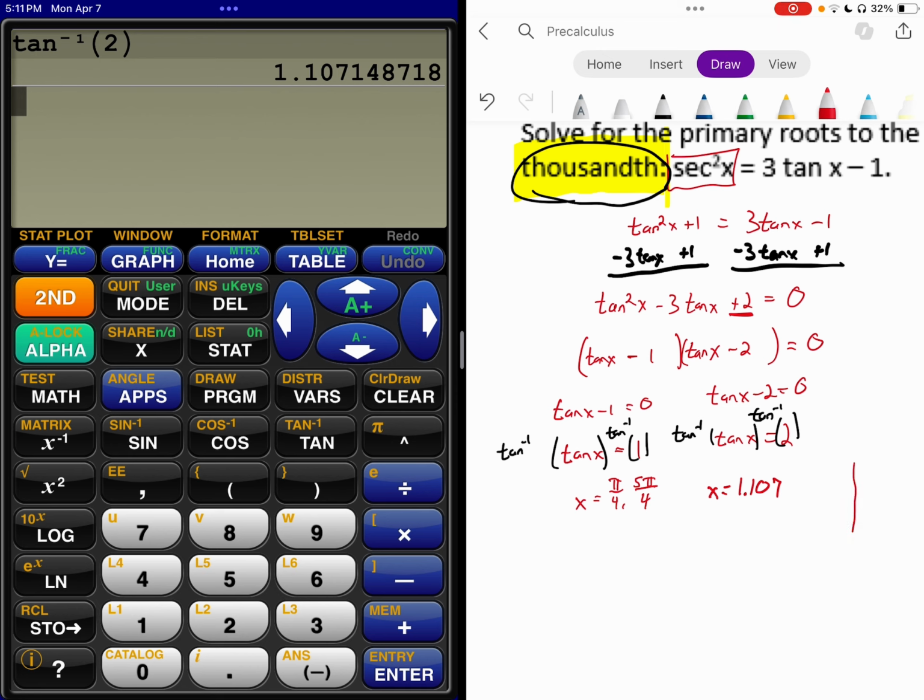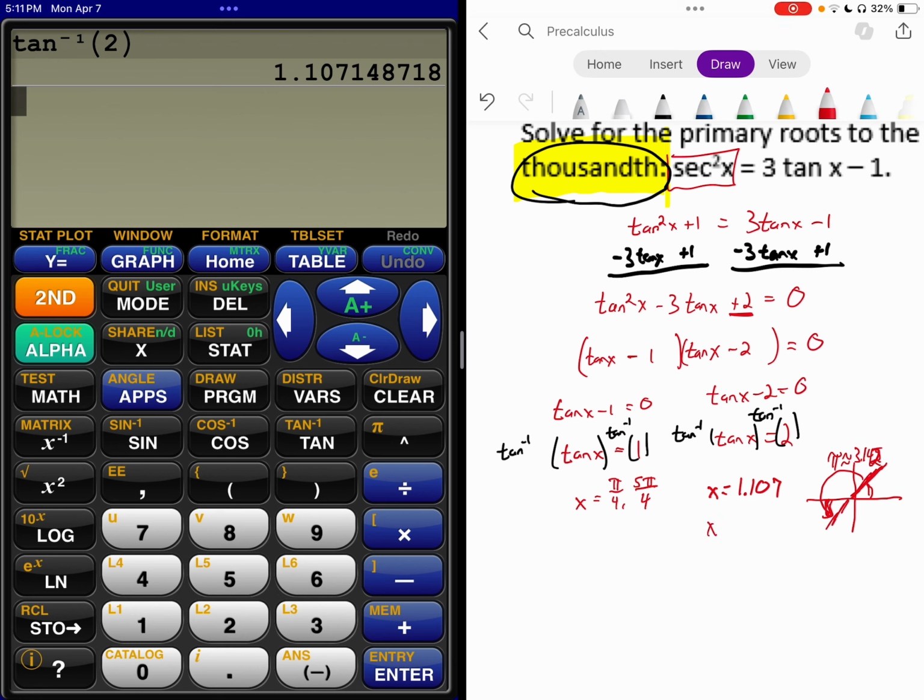We have not done this in a while, so we have to think through. Tangent's also positive in the third quadrant. So let's say this is our 1.107 angle. We need the same angle here in the third quadrant. So to get from this angle all the way to this angle, we have to add pi. Or, since we're doing decimals, 3.14159, so 3.142.